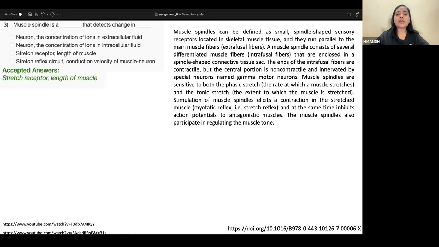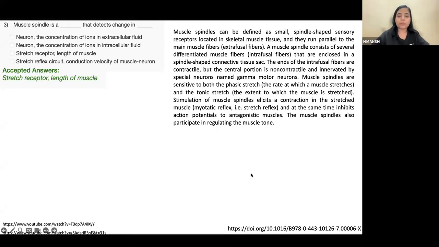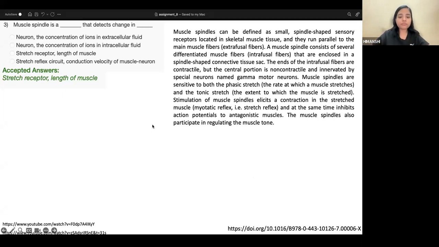Muscle spindles are sensitive to both the phasic stretch, that is the rate at which a muscle stretches, and the tonic stretch, that is the extent to which the muscle is stretched. Stimulation of the muscle spindle elicits a contraction in the stretched muscle, that is the myotactic reflex or the stretch reflex, and at the same time inhibits action potentials to antagonistic muscles. The muscle spindles also participate in regulating the muscle tone at which your muscle is moving, right? Muscle spindles are the ones which regulate it.